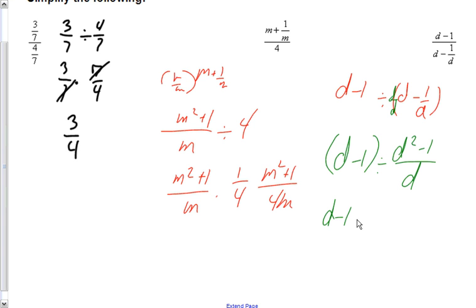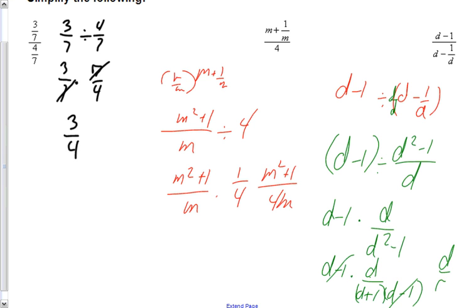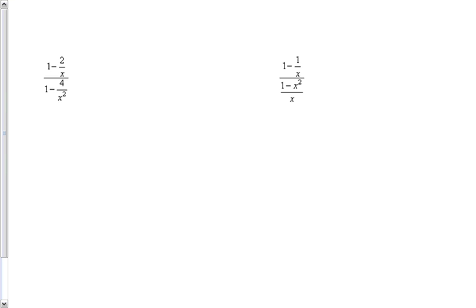d minus 1 times the reciprocal, d over d squared minus 1. And now it's d minus 1 times d over d plus 1, d minus 1. Okay? Difference of squares. You get d over d plus 1. Okay? Not too bad. Just pay attention. Look what you've got to do. Okay? And you're all set. Alright, let's keep it going.